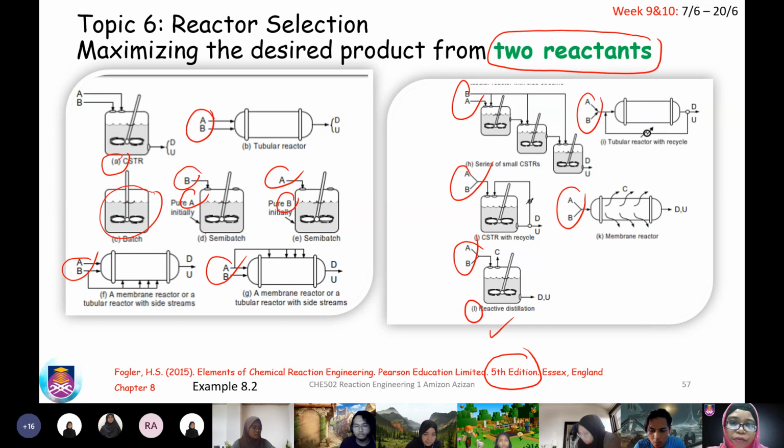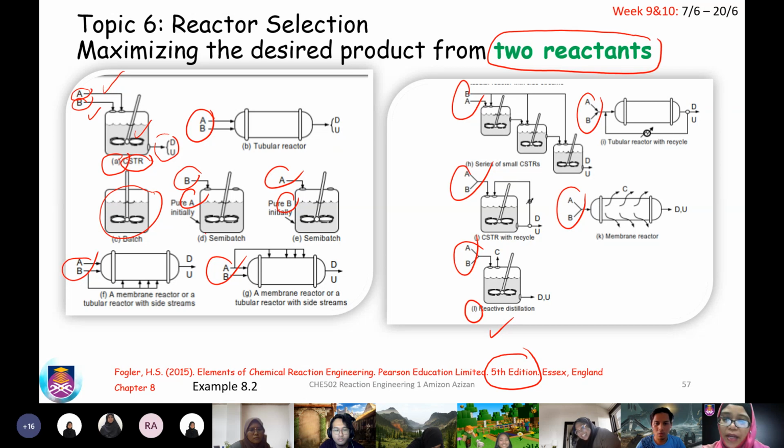So first, before we do that, we are going to understand each of the configurations or arrangements. So let us start with the A. The A is a CSTR. Of course, you have the impeller or agitator there. Then you have two different streams. One stream feeding the B, second stream feeding the A. Then the outlet stream is only one, producing the D and the E. So that is A.